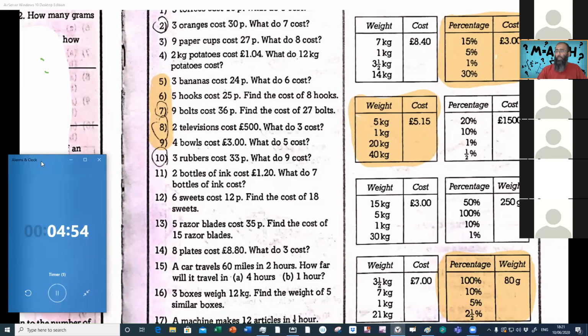We have 5 minutes on the timer. If the timer moves out of the way, you'll get an alarm when it's finished. Everybody get cracking with those questions. Yes, orange is the highlighted questions. Highlight the orange questions onto your worksheets if you have a printout. That would be good.